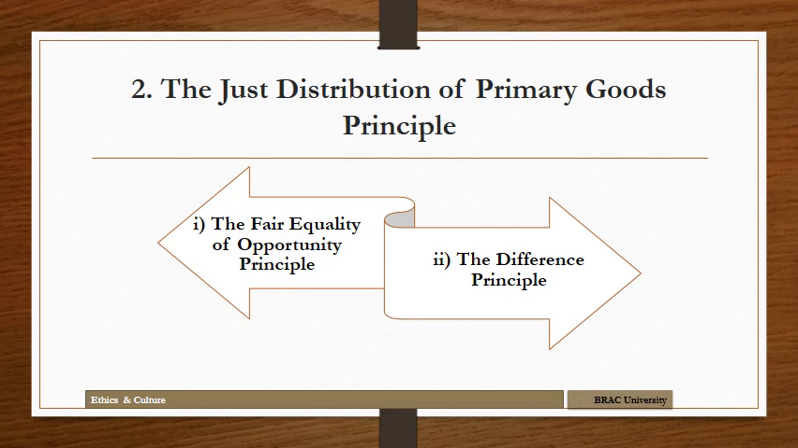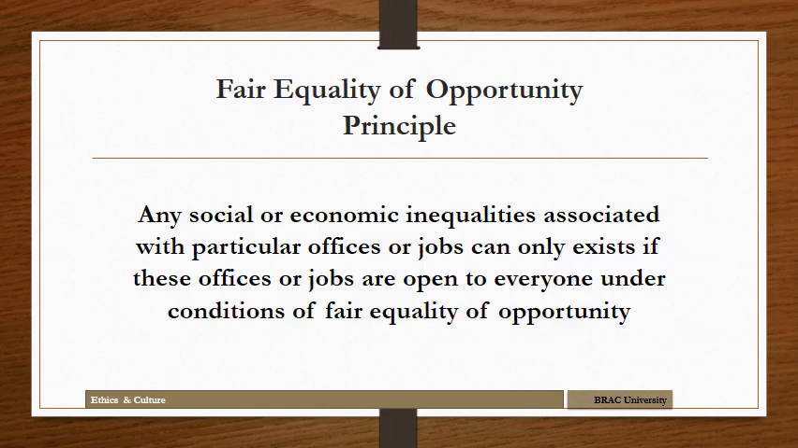Rawls' second principle of justice as fairness is the just distribution of primary goods principle. Primary goods are the basic requirements for a reasonable life, such as food, shelter, education, health, security, and any kind of opportunities and freedoms, as well as self-respect. The just distribution of primary goods consists of two principles: the fair equality of opportunity principle and the difference principle.